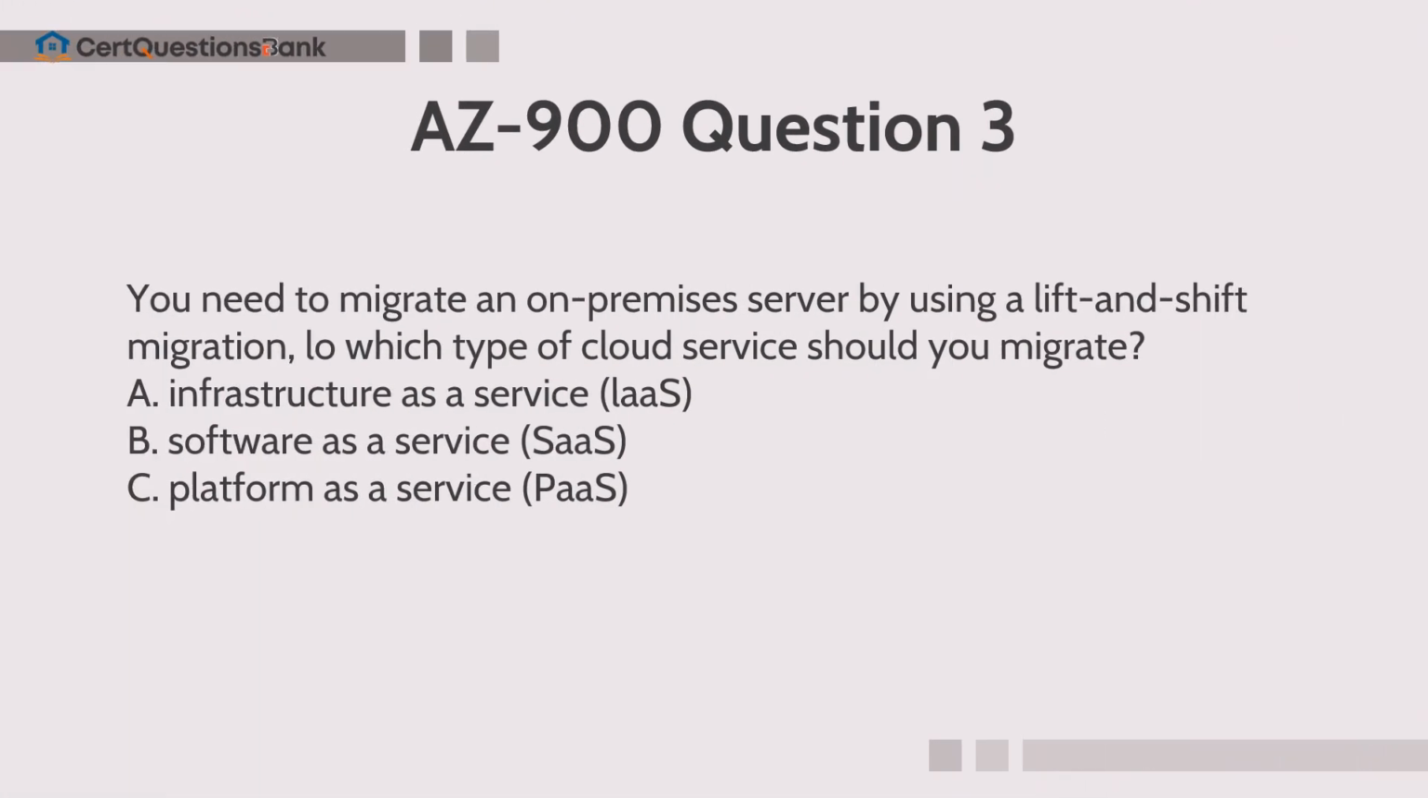You need to migrate an on-premises server by using a lift and shift migration. Which type of cloud service should you migrate? A. Infrastructure as a service, IaaS. B. Software as a service, SaaS. C. Platform as a service, PaaS.